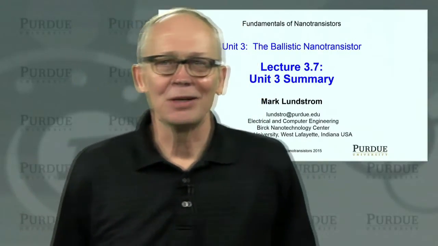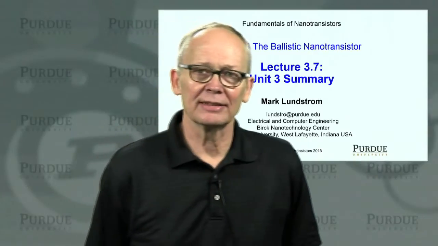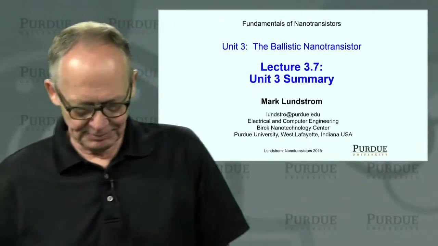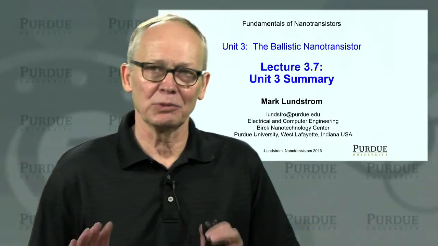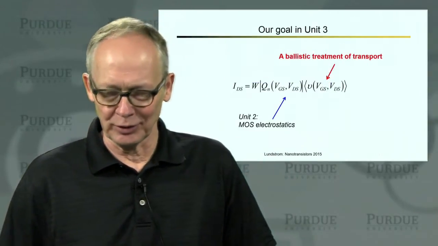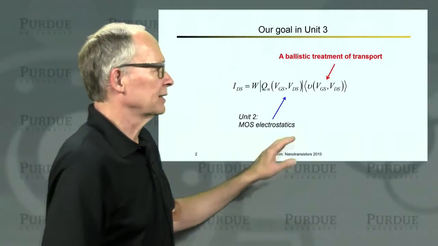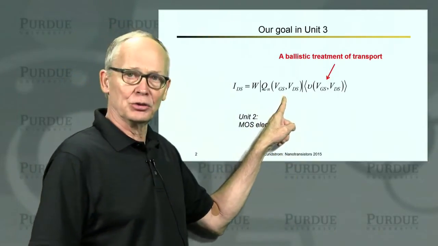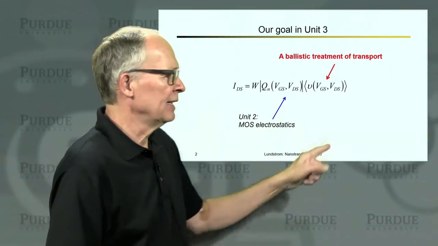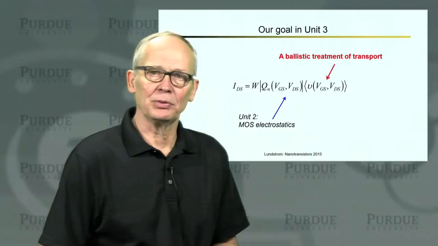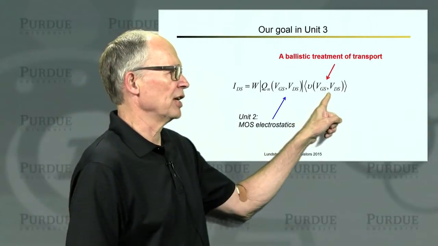Welcome back. We are ready to wrap up Unit 3. So what I'd like to do is just a quick summary of some of the key things that we covered in Unit 3 and make sure that we're all ready to proceed on to Unit 4 next. So our goal in Unit 3 was to build on what we did in Unit 2, which was to understand charge, MOS electrostatics, and begin to understand transport, or the velocity that electrons travel across the channel net.